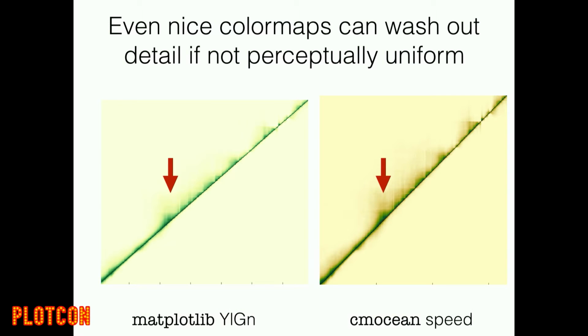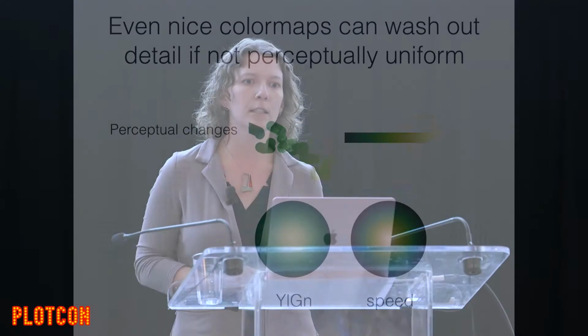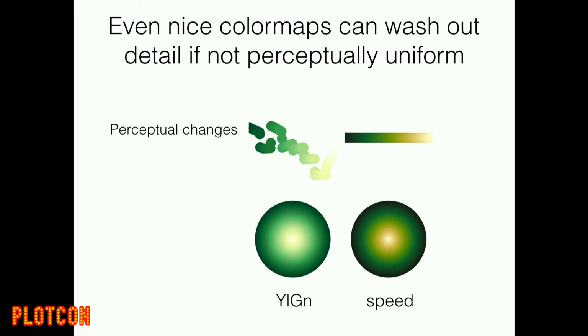And just a note that even nice color maps can wash out detail if not perceptually uniform. I hate to pick on it, but on the left we have a ColorBrewer yellow-green color map as accessed in matplotlib. And oh, good, you can see it on the projector. Relative to a perceptually uniform color map on the right side, we're losing a lot of the detail at the light end of the color map. This is because if you look at the perceptual changes across the color map, they are decreasing at that light end, and so we're ending up losing that detail right there. So the cone looks like it's been shaved off relative to the pointy cone on the right side with the perceptually uniform color map.